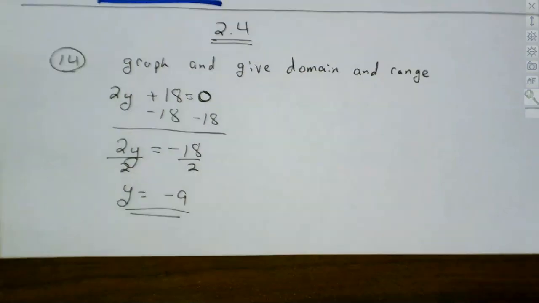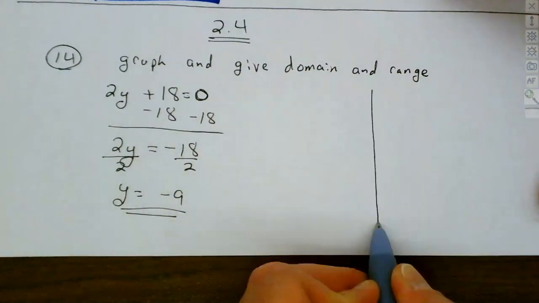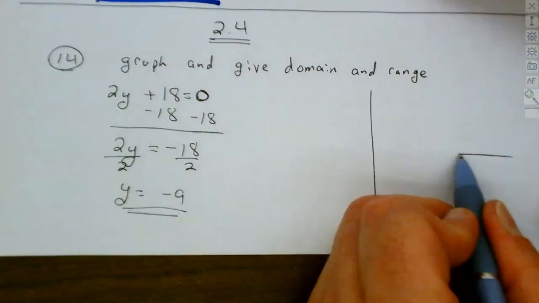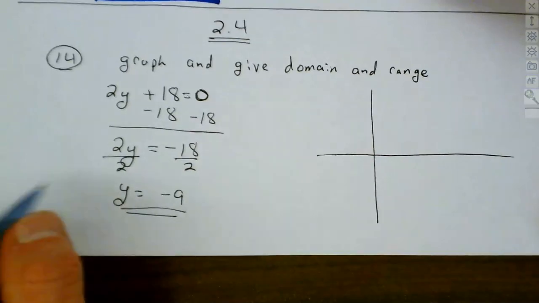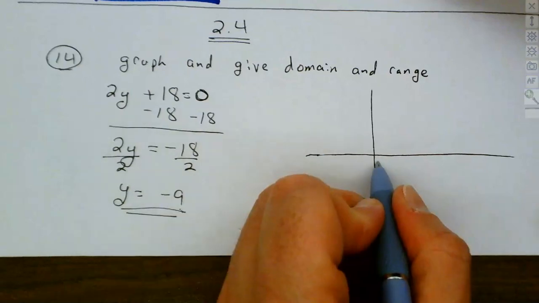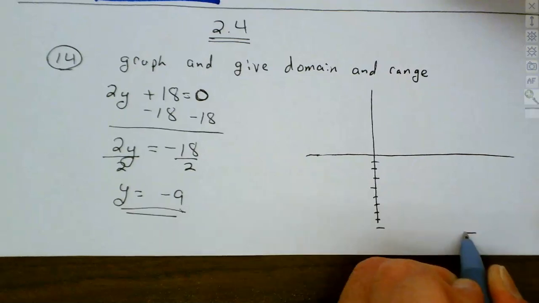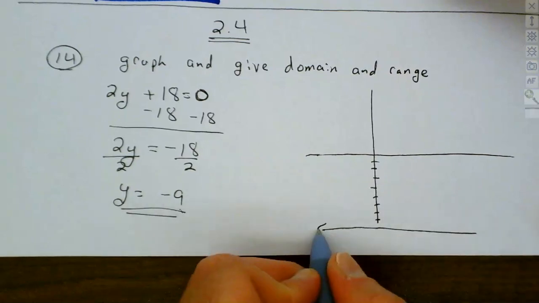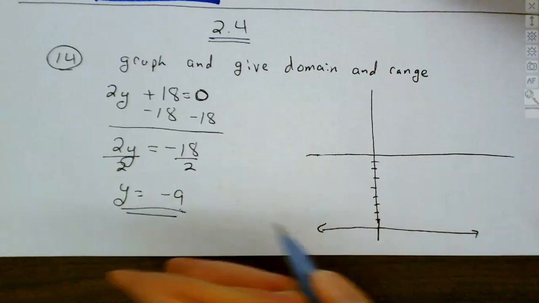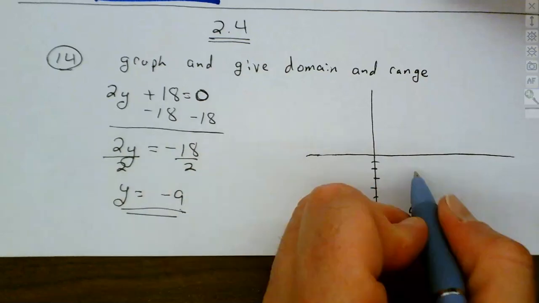Would this be a vertical line or a horizontal line? We know it's not a diagonal, right? What axis does it cross? It crosses the y-axis. And where does it cross the y-axis? Negative 9. So it's going to look like this. Down 1, 2, 3, 4, 6, 7, 8, 9. So just kind of sketch the graph over to the side. And here's your graph. Now we need to find the domain and the range.